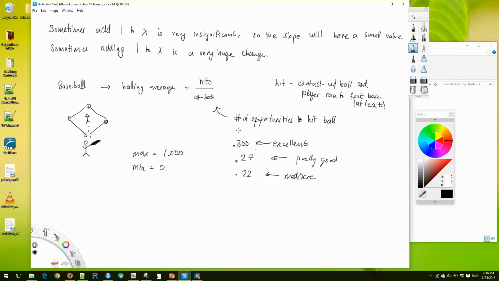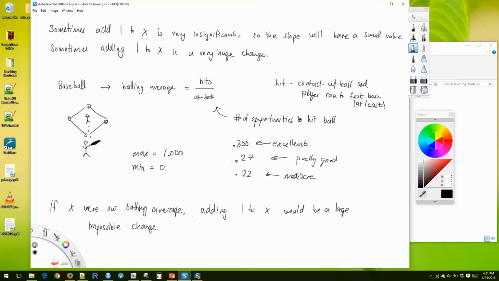So if we were trying to make predictions and we were using batting average as our x, then the slope would have a ridiculously high value, because the slope says we're adding 1 to x. Adding 1 to x is a ridiculous change. The difference between a mediocre player and an excellent player is about 8/100ths of a point, so adding a full number 1 is an unheard-of change. It's an impossible change in batting average. Adding 1 to x would be an impossible change.